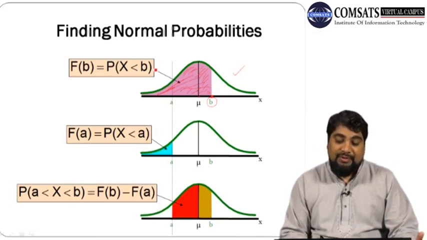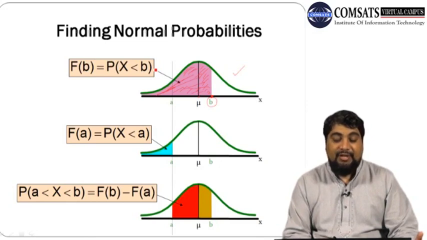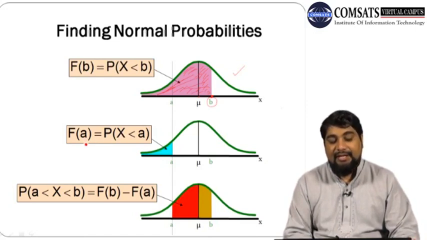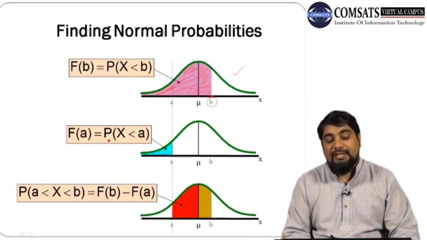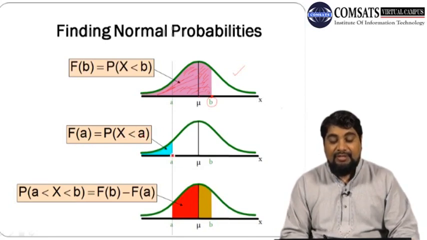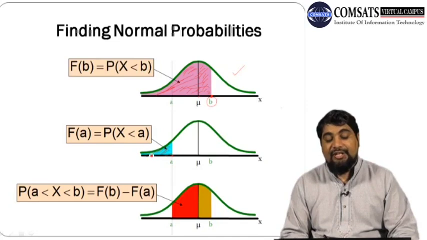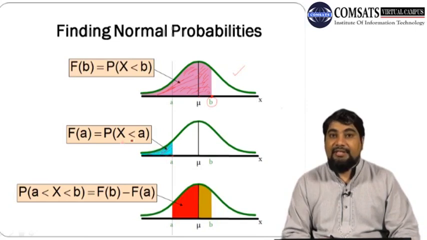Now suppose we want to calculate the CDF of x at point A, that is F of a. If we are interested in calculating the CDF at x equals a, that is F of a, this is equal to the probability that x is less than a. Here is point A, so we are interested in finding this shaded area. Again, this means we just calculate the CDF at x equals a.